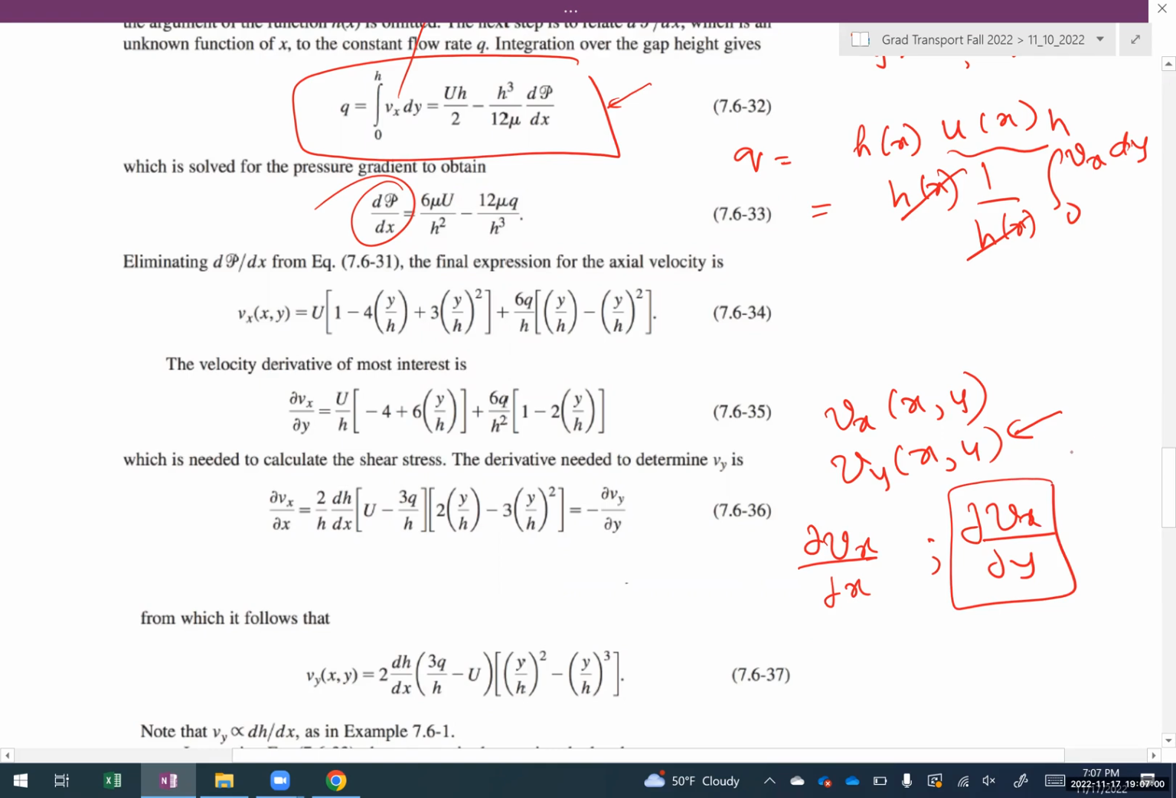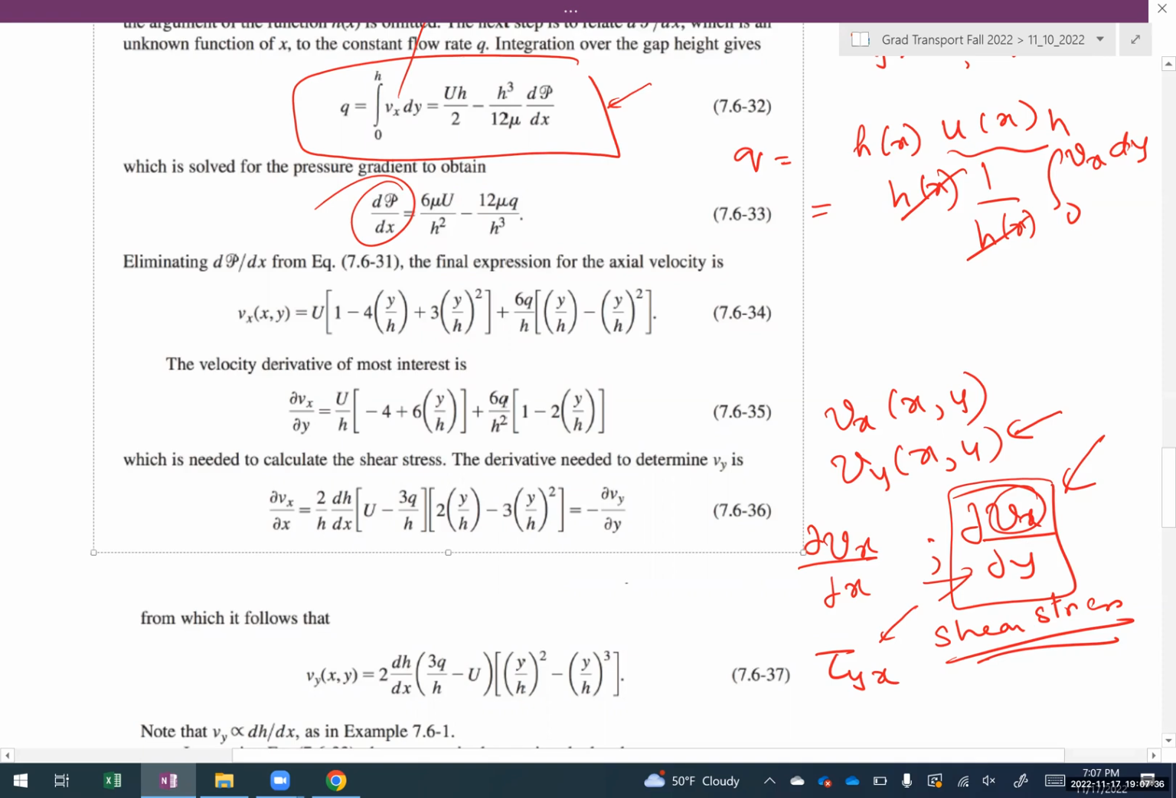Why do you need to calculate all this? Because you can get the shear stress, right? The shear stress is related to the gradient in velocity. So tau yx, right? Why is there a shear stress in the x direction? Because the velocity in the x direction changes as you go up in y, right? Vx is a function of y. So there are different layers of fluid moving at different velocities, as a result of which there is a shear stress. Once you calculate Vx from the Navier-Stokes, you can take the derivative and calculate what the shear stress is going to be.